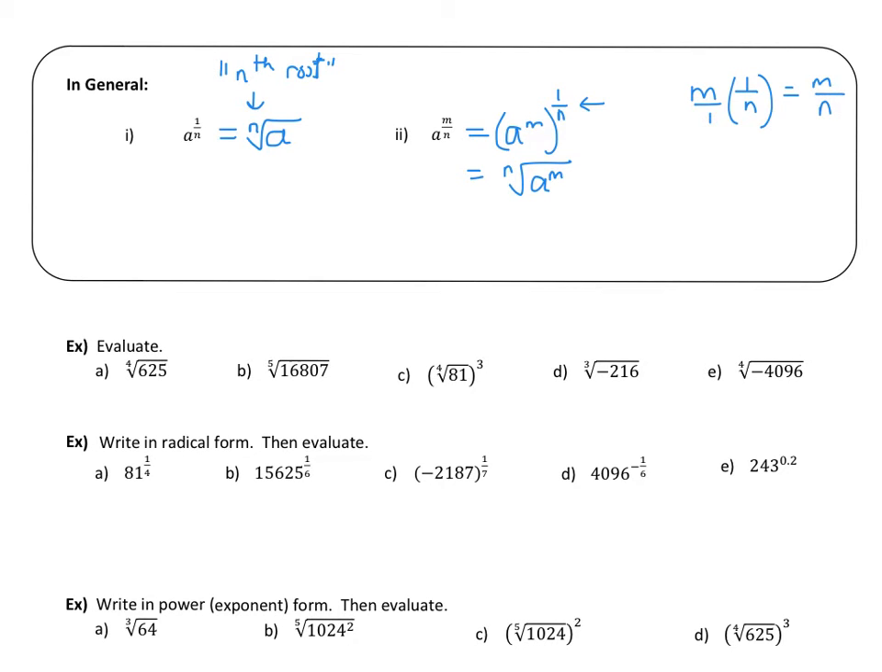Now I could have broken that up a different way. I could have broken that up to be a to the 1 over n times m. So that 1 over n could go inside the bracket and then the m on the outside, which would mean I could take the nth root of a all to the exponent of m. So this can really be written two different ways, this or this. Both are correct.